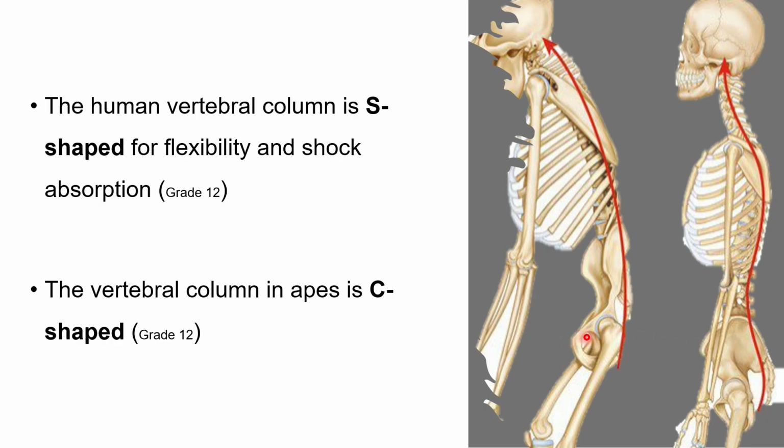If we look at the vertebral column of an ape, which is quadrupedal, they walk on four legs most of the time, we can see that it doesn't have the same S shape. The skull doesn't rest on this vertebral column the same as in humans.